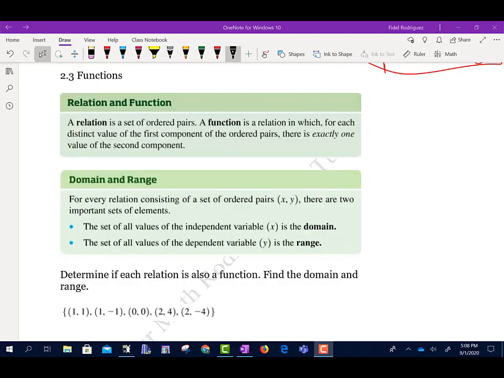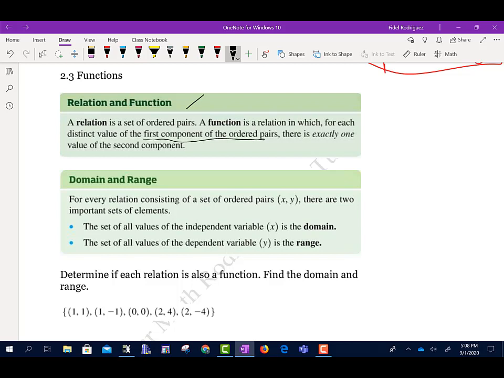All right, so section 2.3 talks about functions. So we have the definition of a function here, and it says relations and functions right there. A relation is any set of ordered pairs, and a function is a relation in which for each distinct value of the first component of the ordered pairs, there is exactly one value for the second component. So let me kind of explain what this means here.